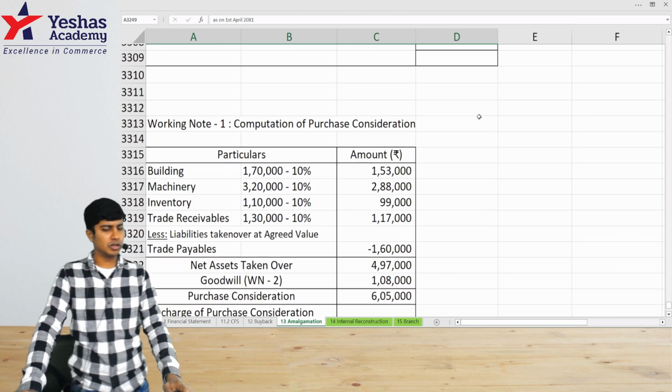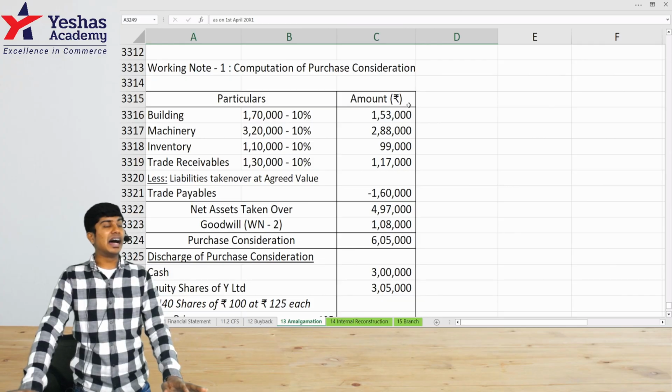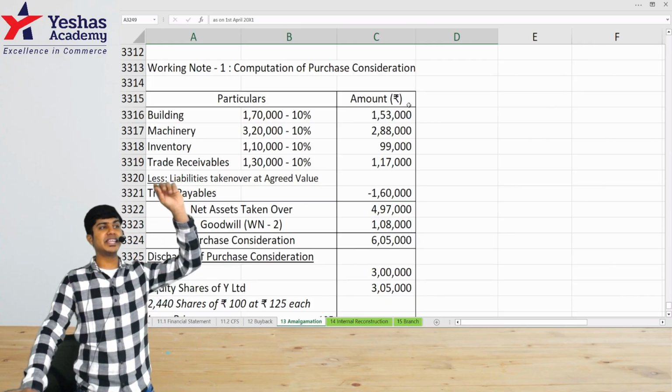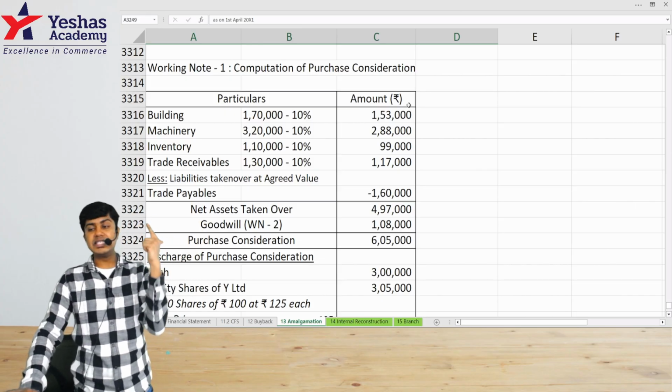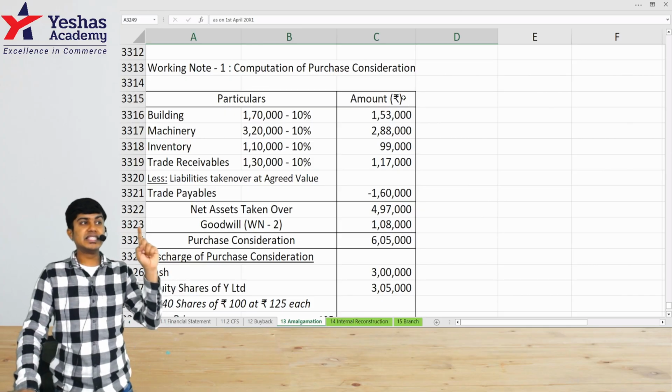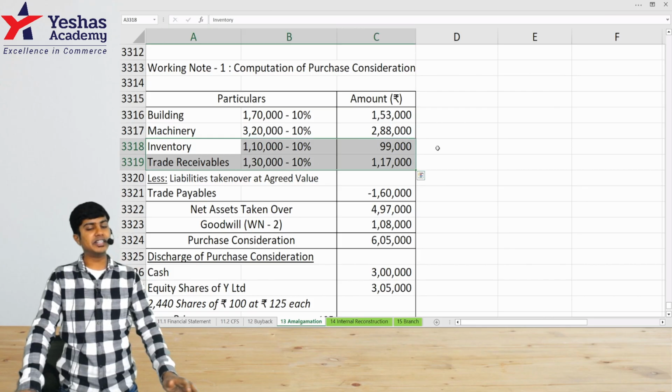This is going to help us a lot. Keep this in hand. Take each asset at the values that they've given and keep DRUMS in mind. Is there debenture adjustment? No. Is there realization expense adjustment? No. Is there unrealized profit? Yes. Is there mutual indebtedness? Yes. So basically inventory and trade receivables will have adjustment.